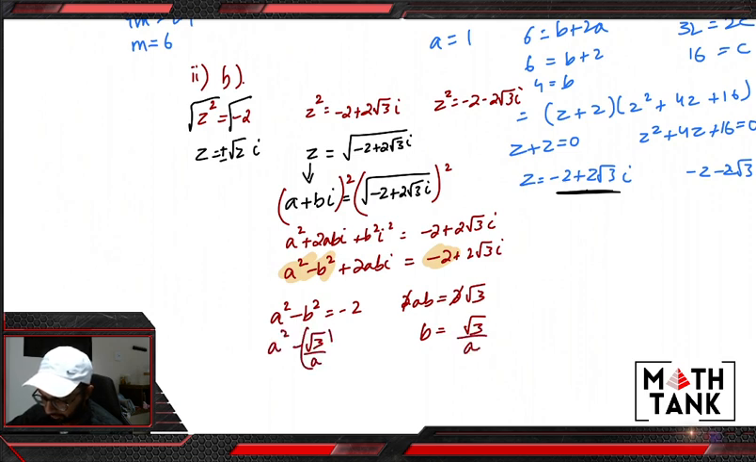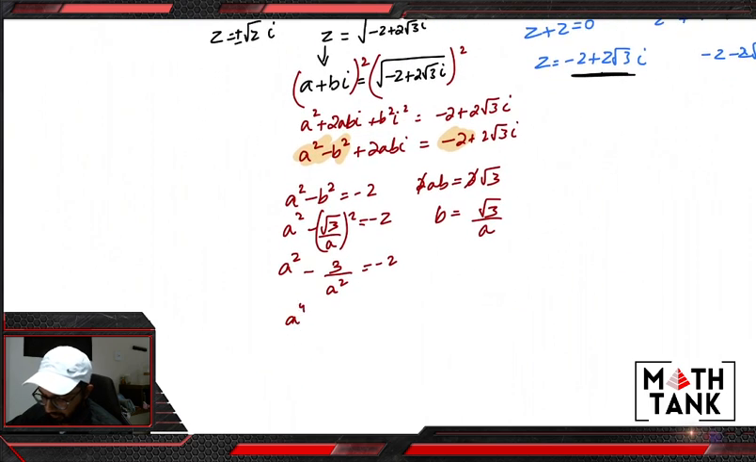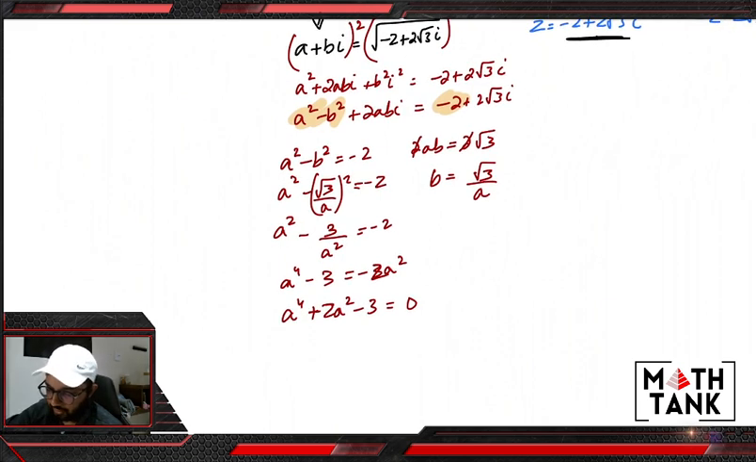So root 3 over a, squared, equals minus 2. a squared minus 3 over a squared equals minus 2. a power 4 minus 3 equals minus 2a squared. a power 4 plus 2a squared minus 3 equals 0. Again, this is a disguised quadratic equation.